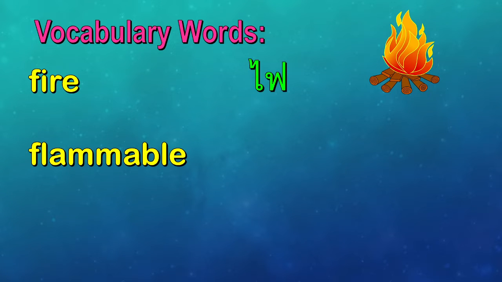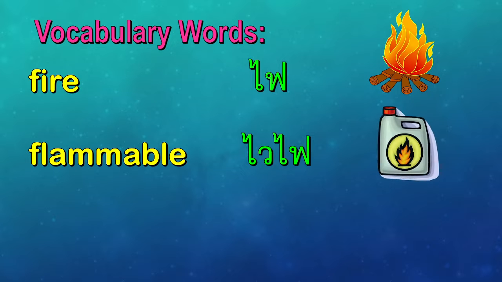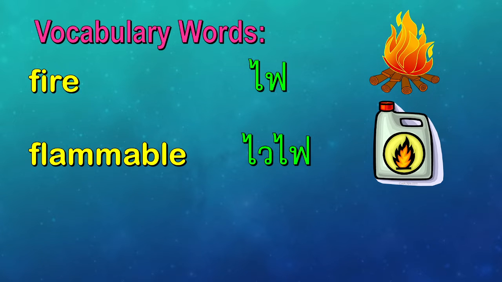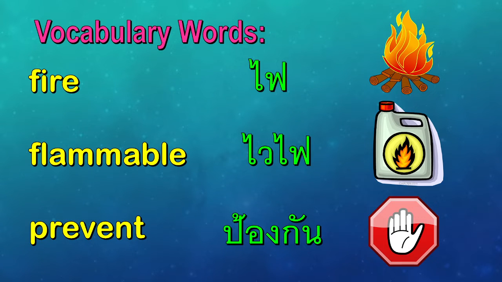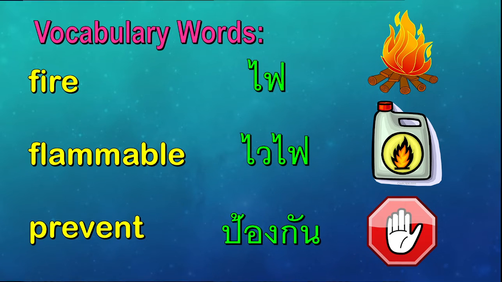Next, we have flammable. When you say flammable, it means it is very easy to catch fire. Okay? Fire is when you burn something. You light it up and then it will burn. It will make fire. When you say flammable, it is something that can easily catch fire. Next, prevent. Prevent is to stop something from happening. Yes, to stop something from happening. Something that you do or something that you do not do so that accidents will not happen.